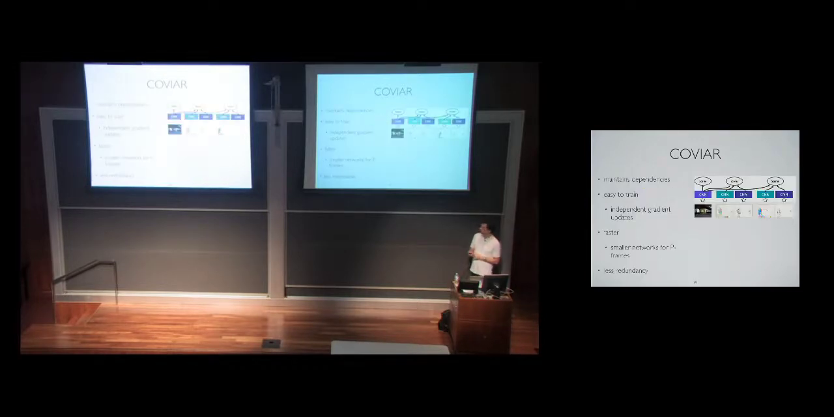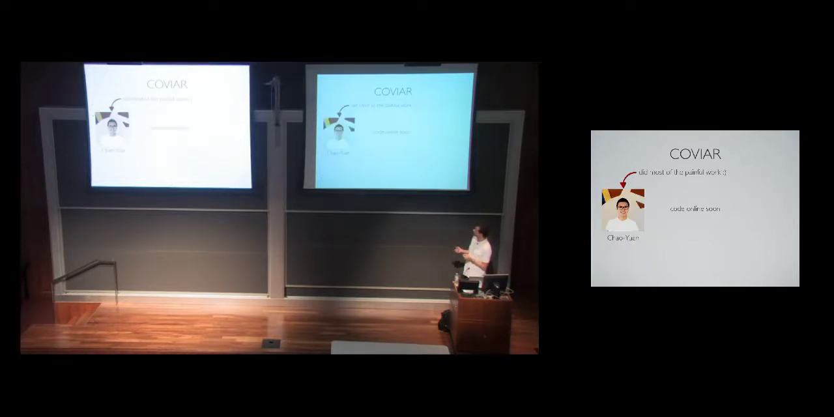All right. So to summarize the first part, CoViAR, our method, maintains the dependencies in a video. It's easy to train as we have independent networks and independent gradients for all frames. It's quite a bit faster because you can use smaller networks. And one thing that I haven't talked about is that the information we feed into the network is actually a lot less redundant than just raw images. And I'd like to mention that all the painful work here was done by my student Xiaoyan. I didn't have to touch the code a single time, luckily. And it will hopefully be online soon.